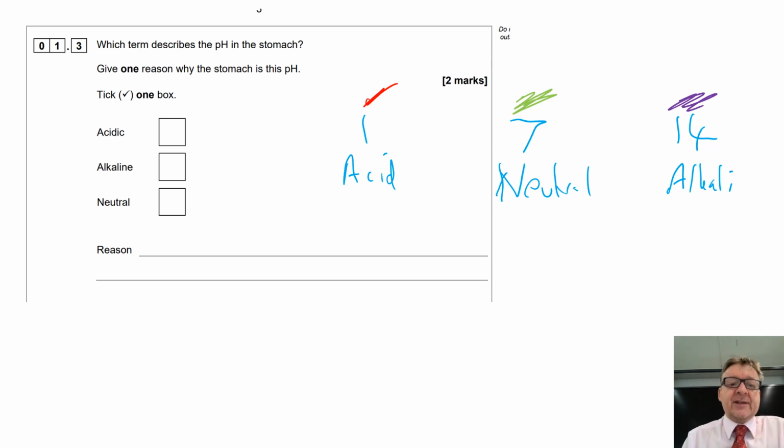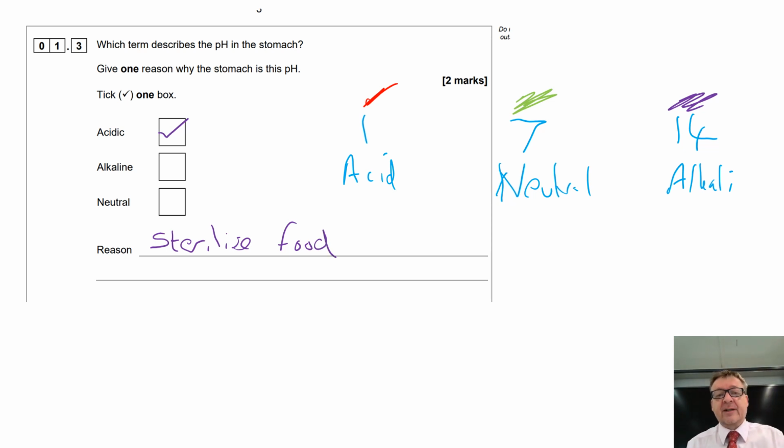Give one reason why the stomach is this pH. So what term describes it first? It is acidic. Give one reason why the stomach is this pH. The main job of the stomach, funny enough, is to sterilize food. When your food goes in from the canteen, it goes down into your stomach, hits the acid, and it kills all the bacteria on there. That's the main reason why stomach acid is that pH.